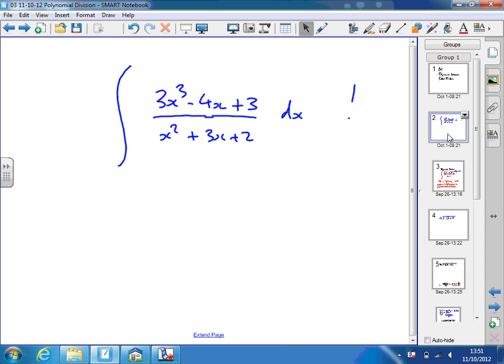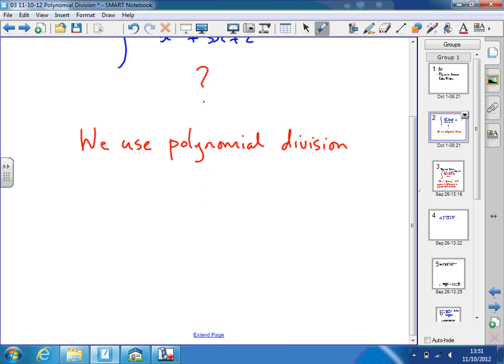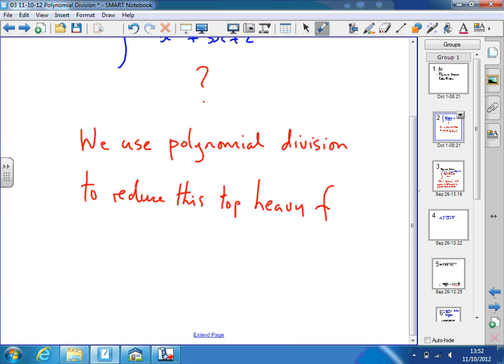So we're going to start by looking at that integral. How do we do this integral? We use polynomial division to reduce this top-heavy fraction.